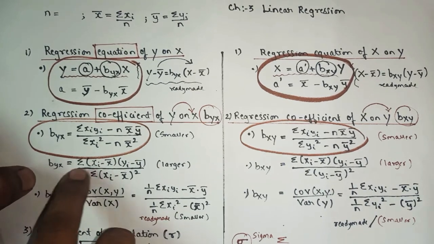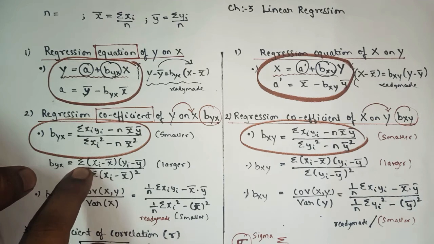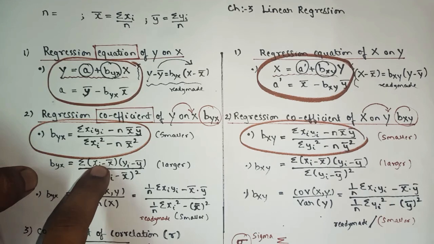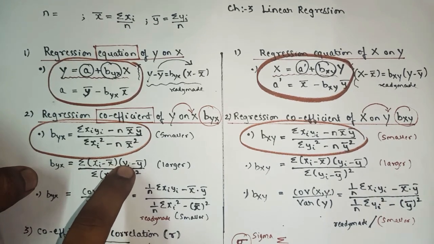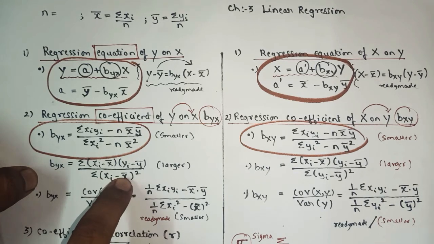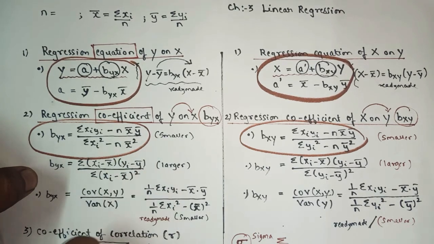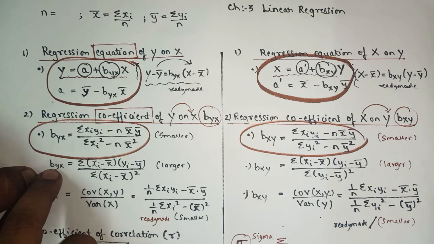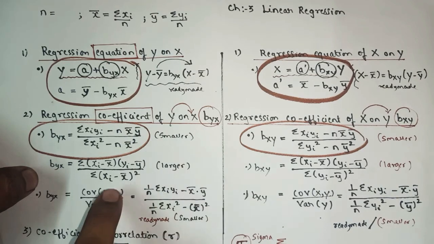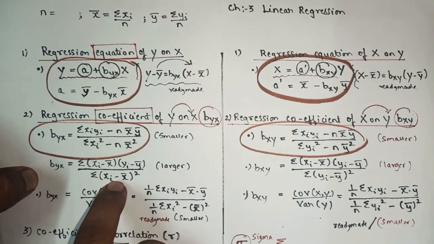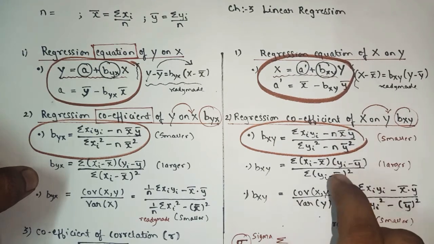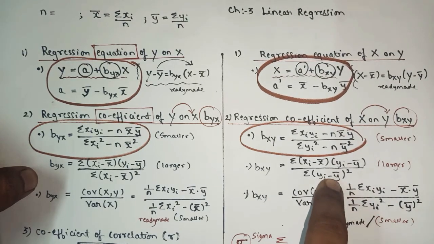So here the second formula is: summation, we can say total of (xi minus x mean)(yi minus y mean) upon (xi minus x mean) the whole square. Remember this, when we have to find y on x, x will be there in the denominator. When you have to find x on y, y will be there in the denominator.